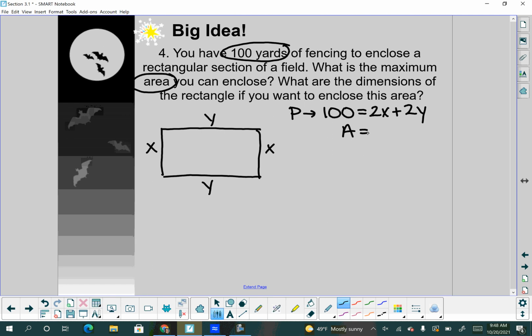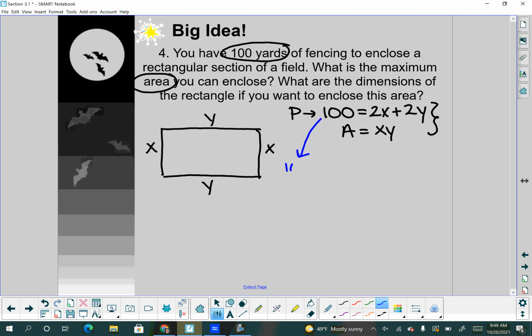X times y, that's it. So what we've created here is a system of equations, and we solved systems of equations a chapter ago, right? Okay, so we want to put these two equations together. Ultimately, we're trying to maximize the area. So I'm going to solve for a variable in my perimeter equation and plug it into that area equation. Doesn't matter which one you solve for.